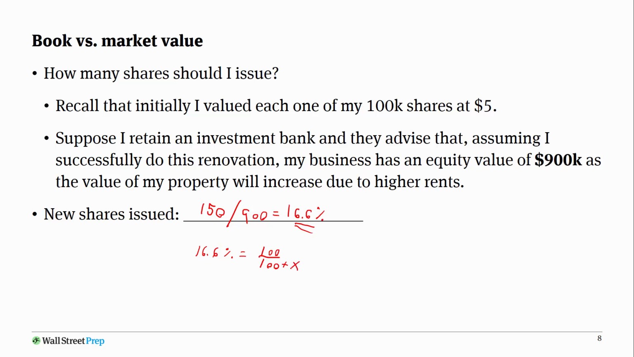plus X, right? So rearranging the terms, we're going to get X equaling, so let's break this up. So X equals 20, right? And just to confirm that in your mind, 100 divided by 1 plus 20 equals 16.6%. So you're going to have to issue 20,000 new shares.